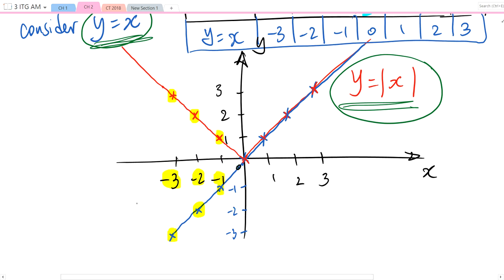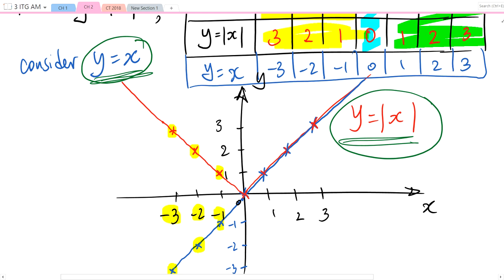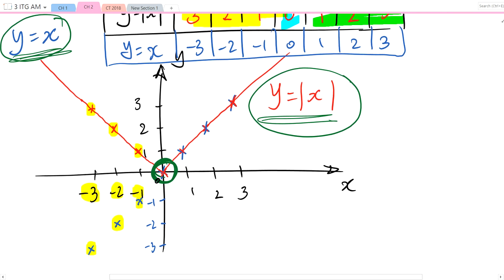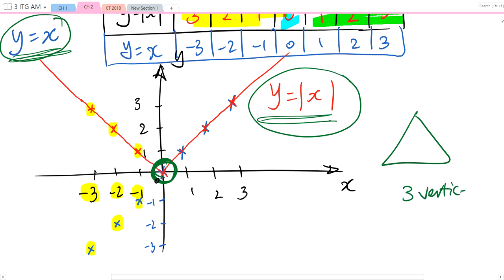So some properties is that for this red line of y equals modulus x, we say that it is symmetrical about the y-axis. Or we can call it symmetrical about the vertical line passing through the vertex. This is called a vertex. Remember, our triangle has 3 vertices, 1, 2, and 3. So one of it is simply called a vertex. You can think of it as a point.